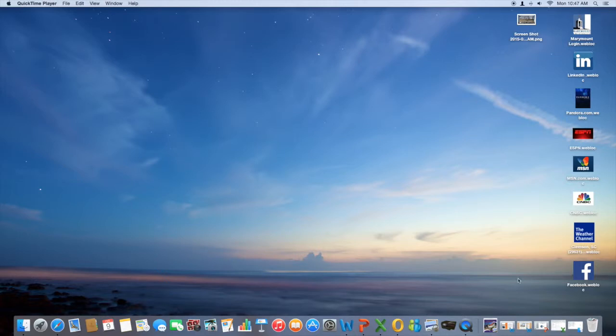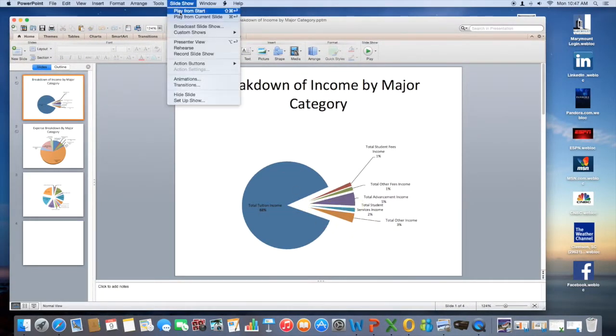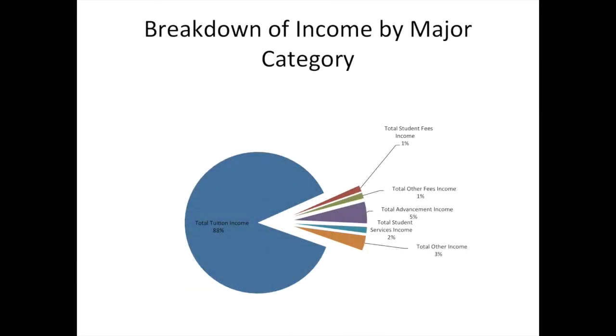Now, I want to take a few minutes today and just talk a little bit about school budgets and the major categories and the chart of accounts that we've been talking about. And I want to share with you a PowerPoint and try to walk you through it. Now, what you see on the screen, it says the breakdown of income by the major categories.